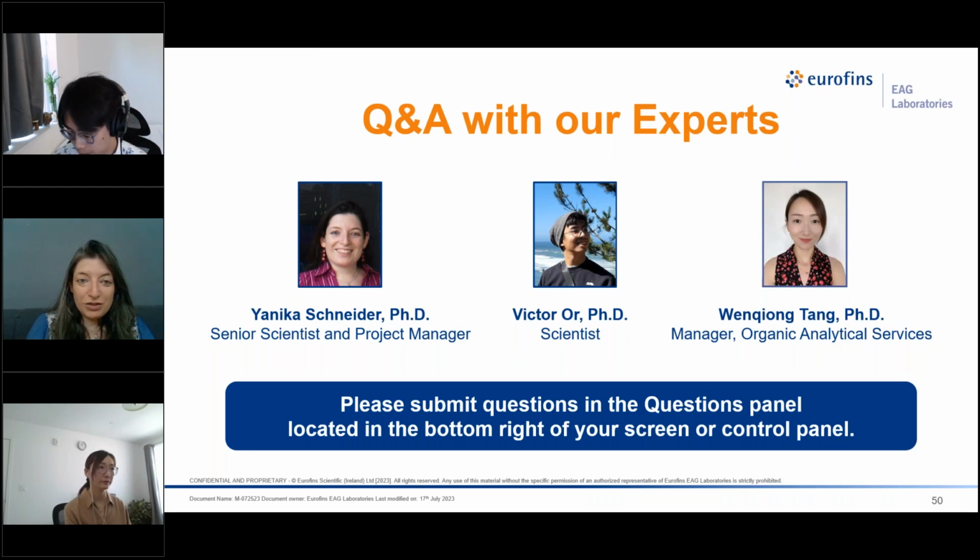Okay, I have a question for you now, Wenchong. It's a pretty technical question about ATR versus transmission. So compare ATR versus transmission peak intensities of the same material. How do the increased detection limit in ATR, including path length, affect the result? Okay, I guess there are two questions in this one.